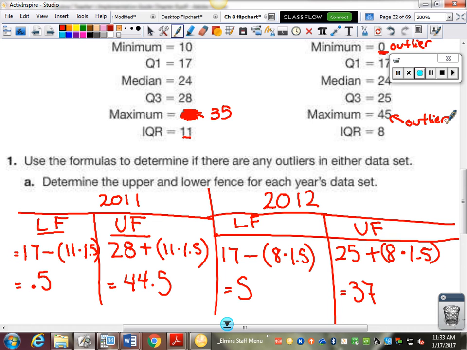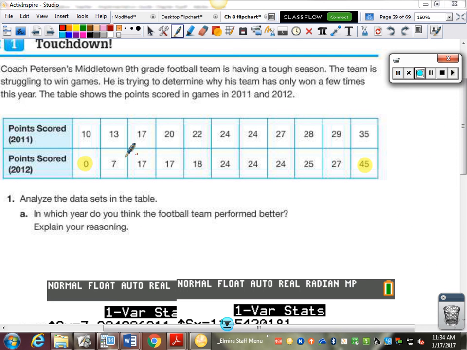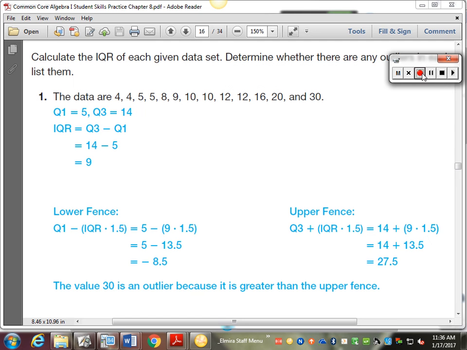Okay, since we've got outliers in this 2012 data, let's go back and look at it. So keep 5 and 37 in your head for a second. Okay, so that 5 and 37 were our lower fence and upper fence. So here's 5. Okay, 0 would be considered an outlier. 37 was my upper fence. That would fit here. And so 45 would be considered an outlier. In the previous set of data, we didn't have any outliers. Okay? So that's how you can tell if a number is large enough to be an outlier.